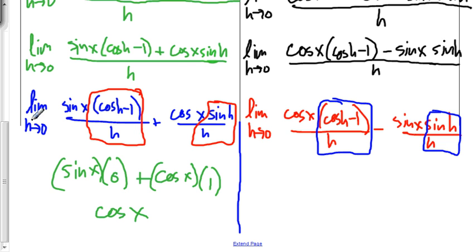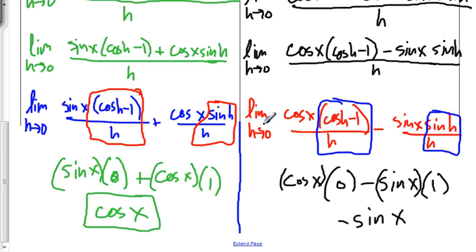As h approaches 0, cosine h minus 1 over h is equal to 0, and sine h over h equals 1. So sine x times 0 is 0, and cosine x times 1 is cosine x. So the derivative of sine x is cosine x. And over here, the limit as h approaches 0 of cosine h minus 1 over h is 0, so I have cosine x times 0, which is 0. And as h approaches 0, sine h over h we knew was 1. So I get negative sine x. So the derivative of cosine x equals negative sine x.